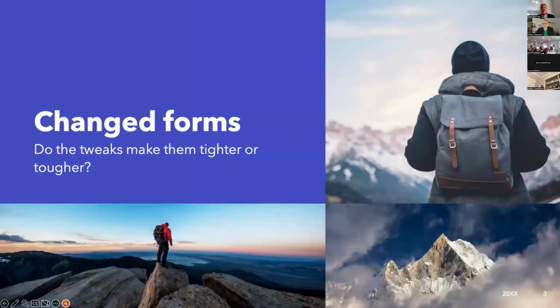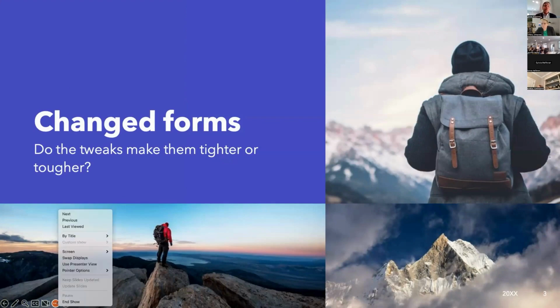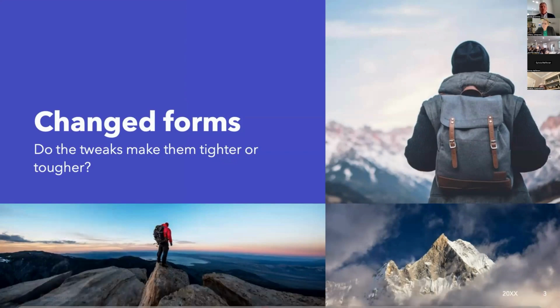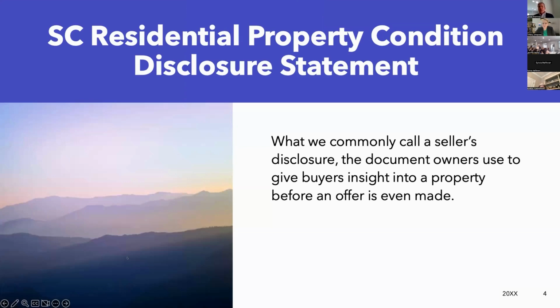And the very first things that we'll talk about are the changes. And we'll ask as we review the changes, do the tweaks make them tougher or tighter? Because that's ultimately what we need to talk about. And as we move ahead, the very first thing we'll talk about, and Tiffany, here we're going to go fast as we talk about some of the seller's disclosure changes. And give me the next one, if you would.